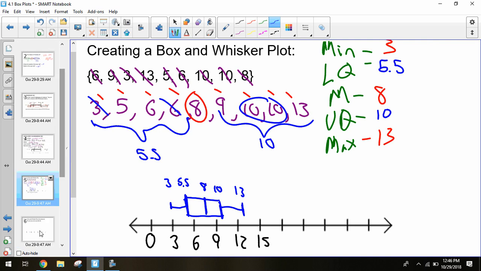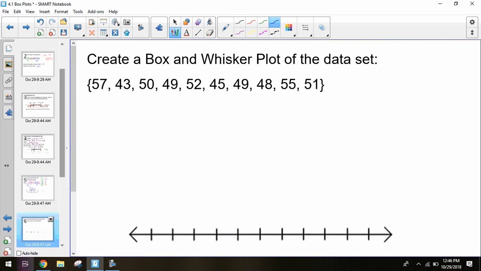All right. See if you can create a box plot for this data set. So you have the data set, put it in order, find your minimum, your lower quartile, your median, your upper quartile, and your maximum. Create your number line, and then plot your points. And see if you can create that box plot.